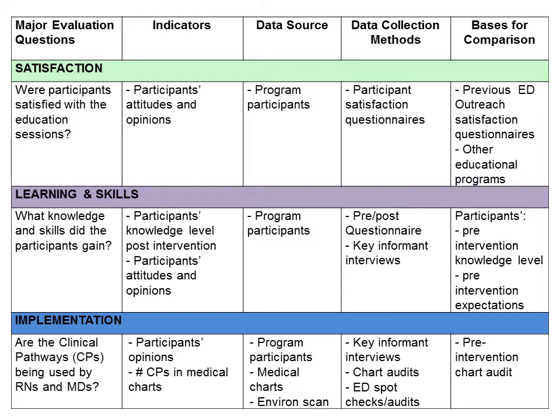Oftentimes, one evaluation matrix can guide multiple evaluation projects related to one program. I like to think of an evaluation matrix as a menu of evaluation options. Key stakeholders can then select which major evaluation questions they want to focus on at one particular time in the program. For example, a group of stakeholders may focus on process evaluation questions to understand how the program is operating before opting for those that are more outcomes-oriented. However, both these process and outcome-oriented questions could be included on the same evaluation matrix.